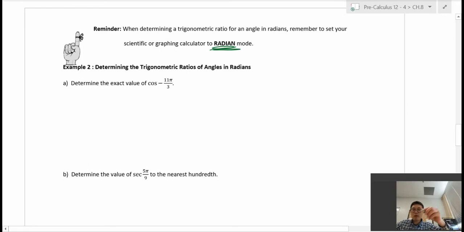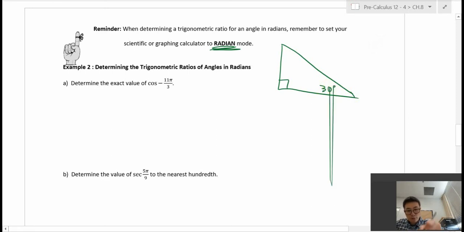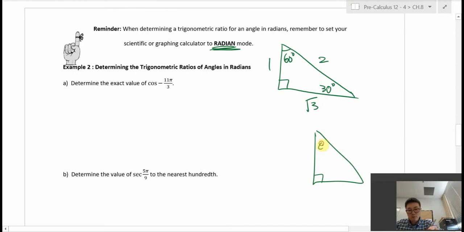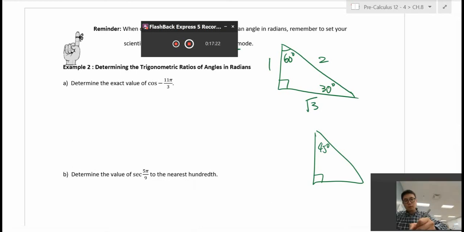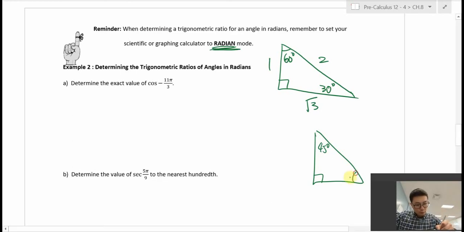So let's draw the special triangles now, and let's change it to radians. Let's write it down in degrees first. We have 30 degrees, 60 degrees. It was 1, 2, root 3. And the other one is the 45, 45, and 90, that's 1, 1, root 2. Now we're going to convert those angles, 30, 60, and 45, into radians.